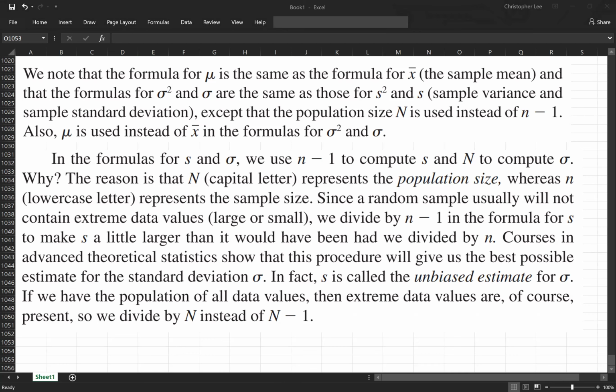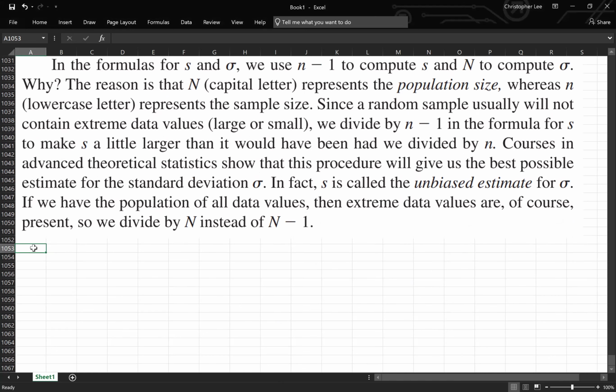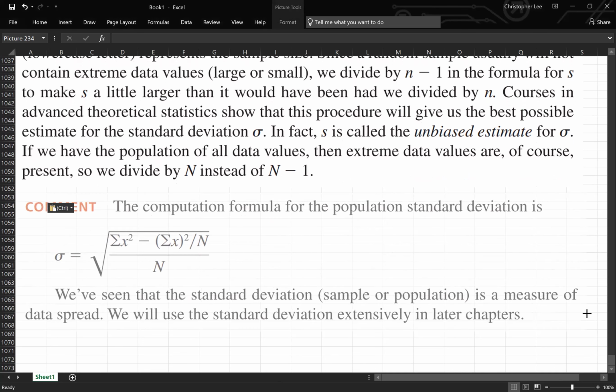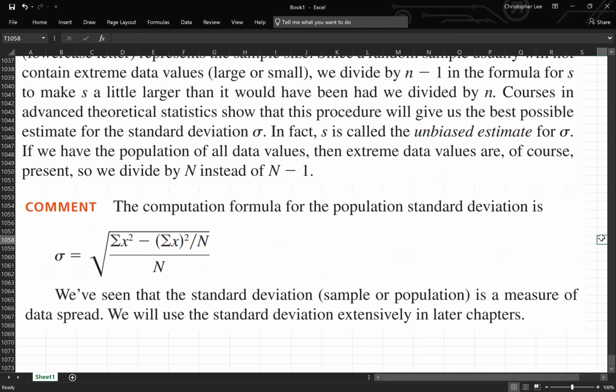And then in case you're wondering, for my favorite formula, here it is for the population standard deviation. This one is not on the formula sheet, but you guys can basically know about it. The computation formula for the population standard deviation is sigma is equal to the square root of the sum of x squared minus the sum of x squared divided by capital N, and then divided by capital N again, right? And we've seen that the standard deviation, sample or population, is a measure of the data spread, all right?